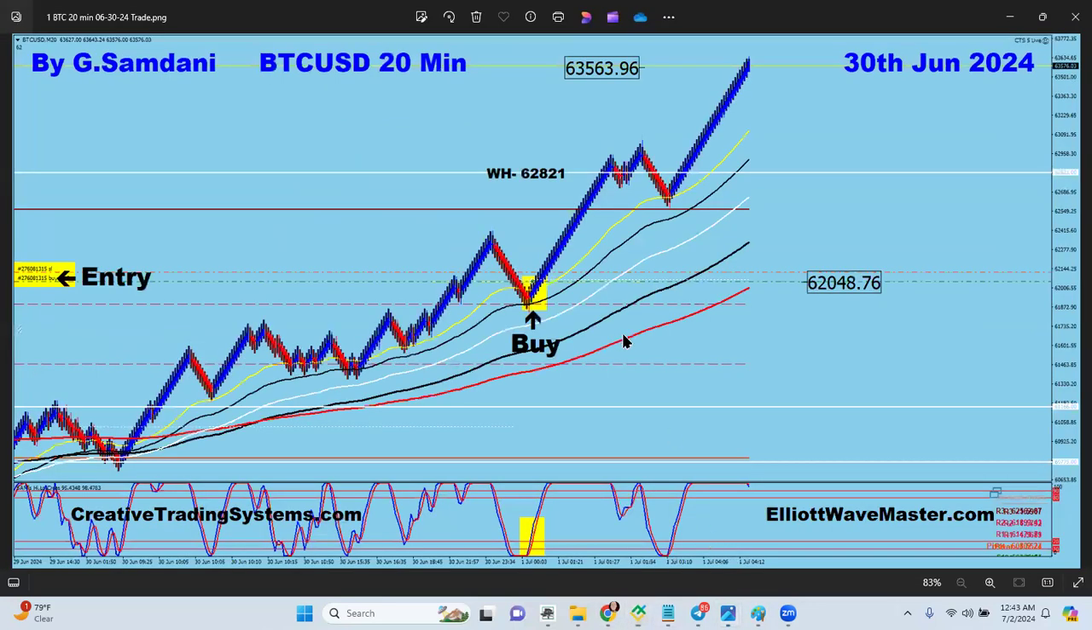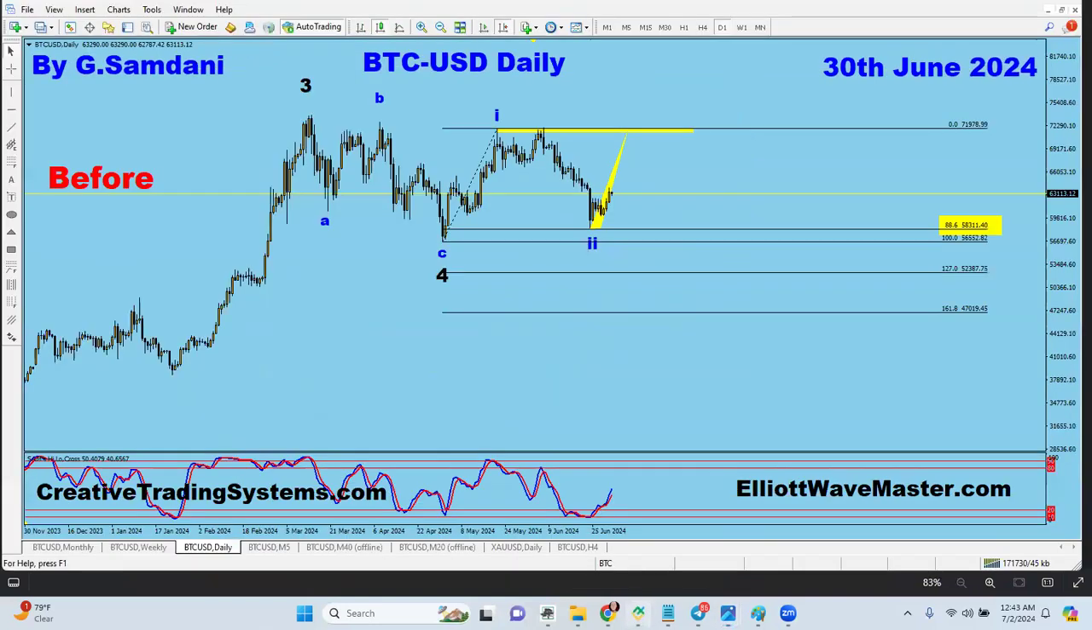Yeah, right there. See, this is the trade yesterday. As soon as the market opened up, it gave me a beautiful entry with my system, and my EA took the trade all the way up here from 62,048 to 63,563. So it's a big move, big move. This is where it went, and it's kind of stopping there, right? But let's take a look at what is happening right now and what can happen.